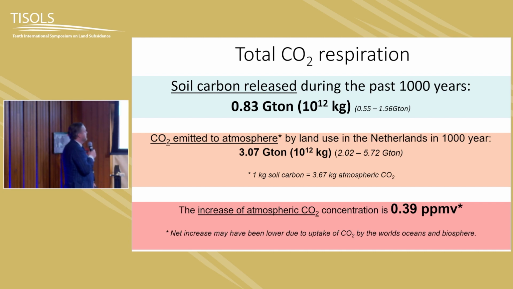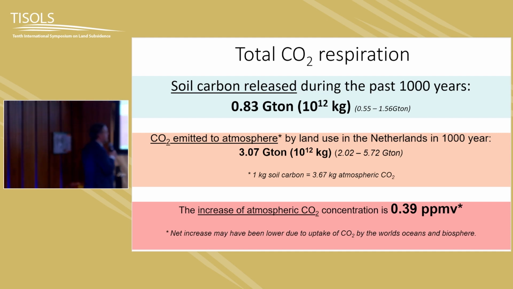I don't, at least. But if you convert it to CO2, it's about slightly over 3 gigatons over the last 1,000 years. And that is equivalent to 0.39 ppmv atmospheric increase. Now, we have, as humans, increased the atmospheric concentration of CO2 by more than 100 ppmv. So it's a relatively small amount. But you have to realize that with land use, our increase is about 10 ppmv. So it's about 4% of the total land use related increase in carbon dioxide in the atmosphere.